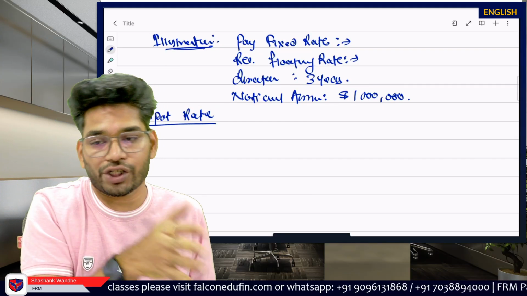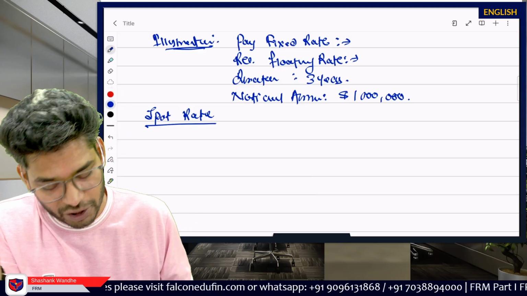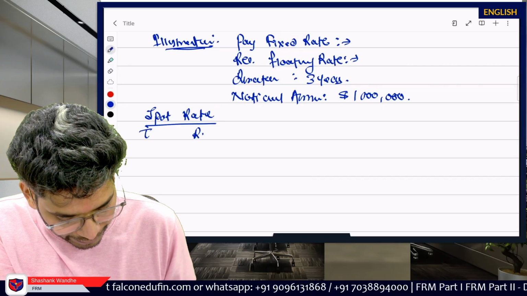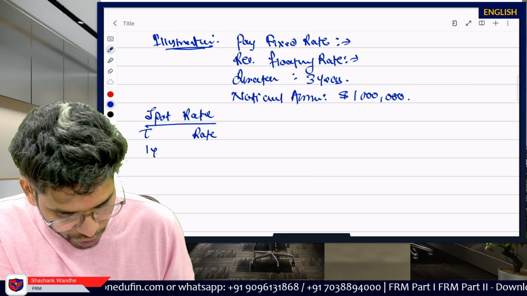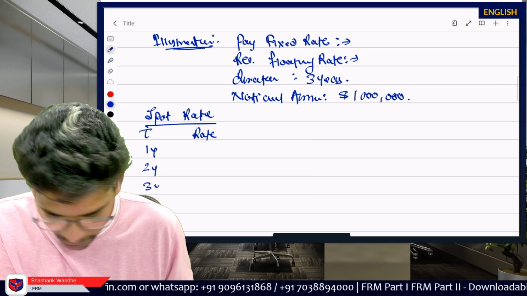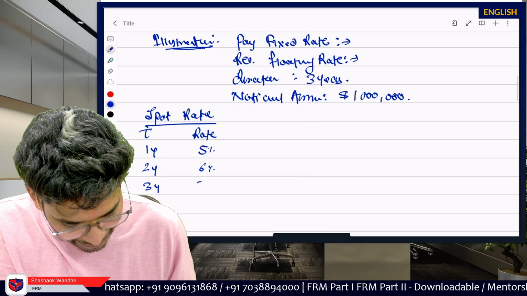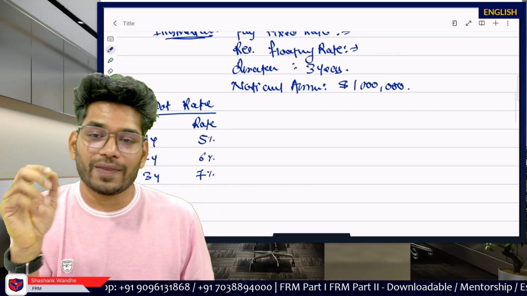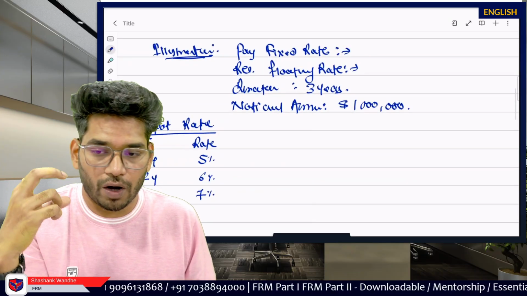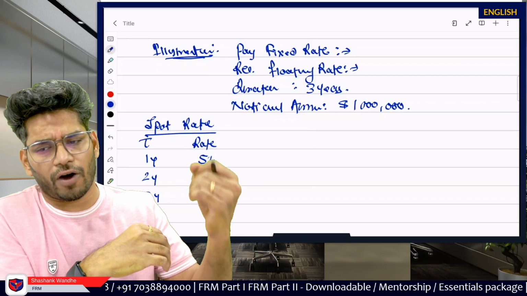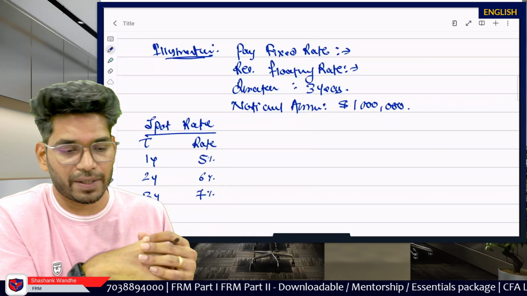Because the duration is 3 years, we will need the spot rates for 3 years. So this is time, this is rate: the 1 year maturity rate, the 2 year maturity rate, and the 3 year maturity rate, and we are taking 5%, 6%, and 7%. On this day, when the party is entering into the swap, the party knows about these spot rates, which are 5%, 6%, and 7% for 1, 2, and 3 years.